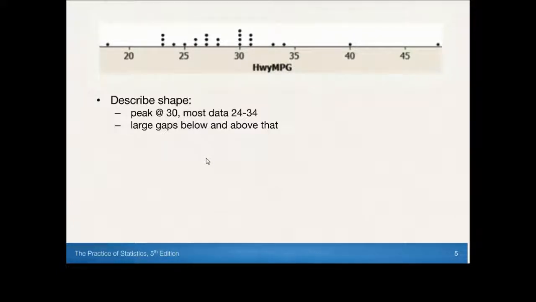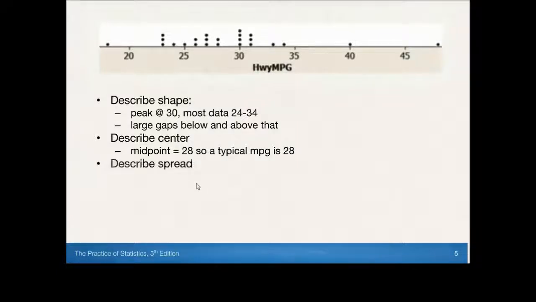Where's the peak? Where's most of the data? And are there some gaps in there? Next is describe the center. It looks as though the midpoint is about 28, which would be right in here. You could count how many data points there are, and so you just want to sort of give an idea of where the midpoint is, and then put what that represents. That represents that the typical miles per gallon would be 28. So give a meaning to the midpoint.